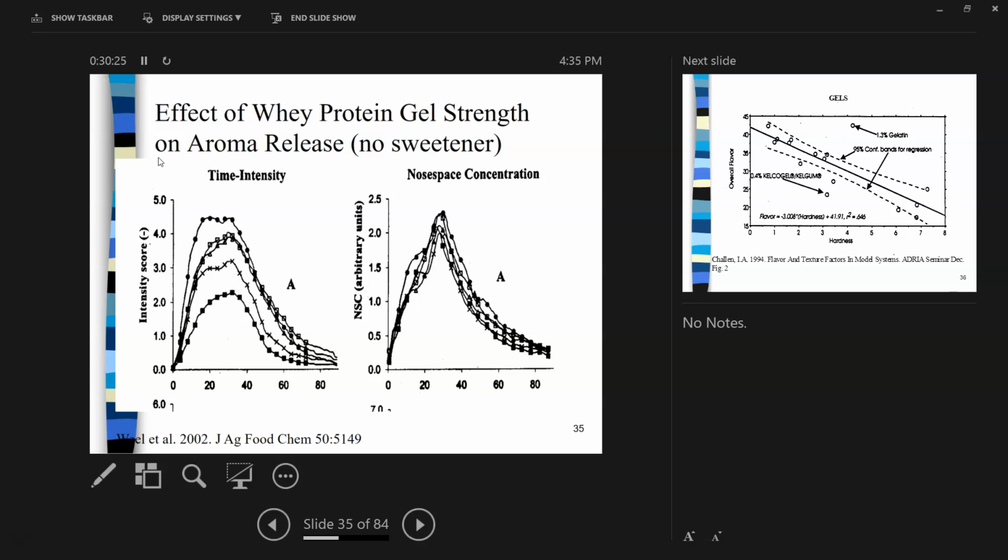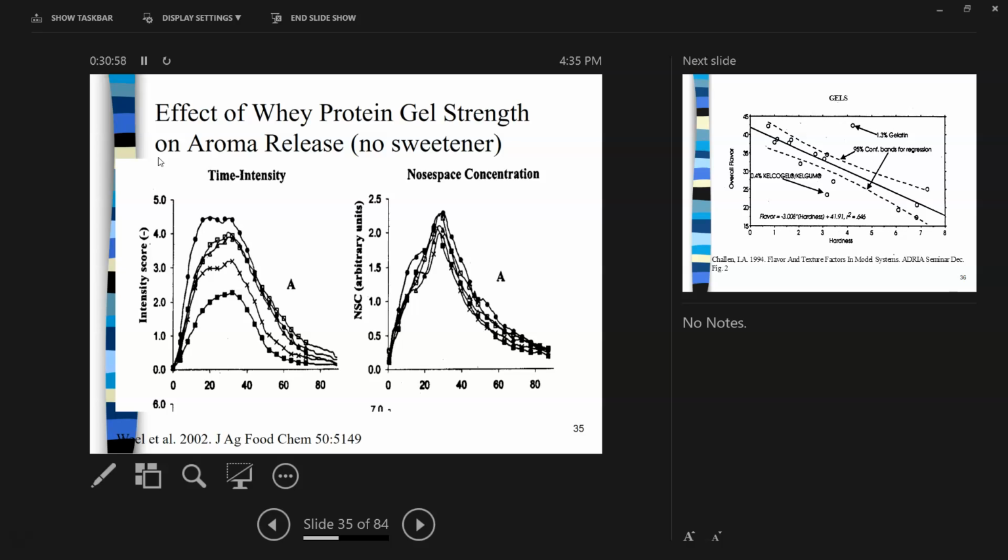So this is where Andrew Taylor, no, it's a group from Denmark. A group in Denmark used a mass spectrometer and said, okay, we're going to be monitoring exactly what comes past your olfactory region. Then we're going to take some whey protein of different gel strengths, and they're going to put a flavor into that, and then have you put it in your mouth and chew it and swallow it.